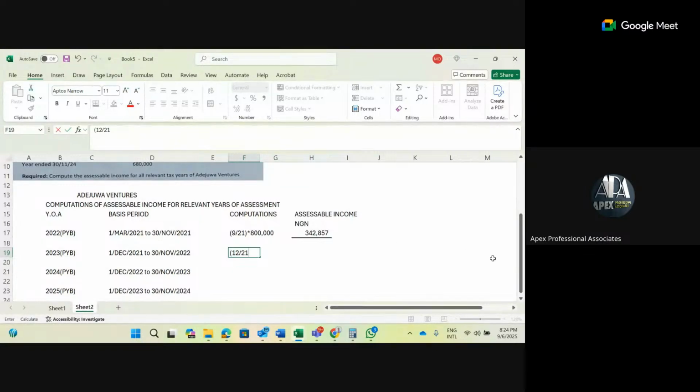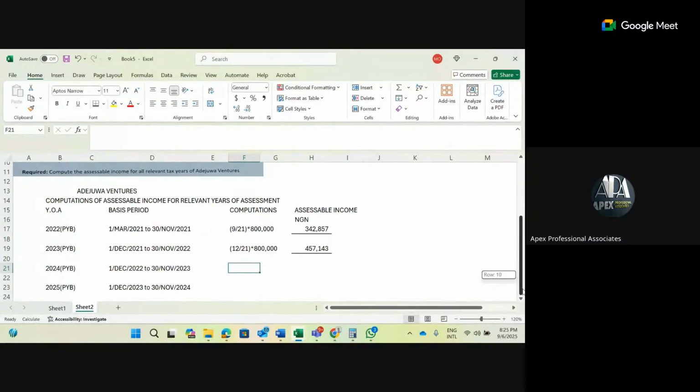12 all over 21 times 800,000 naira. So what is the assessable income? 12 divided by 21 times 800,000 naira. That is going to give me 457,143 naira because I'm approximating.